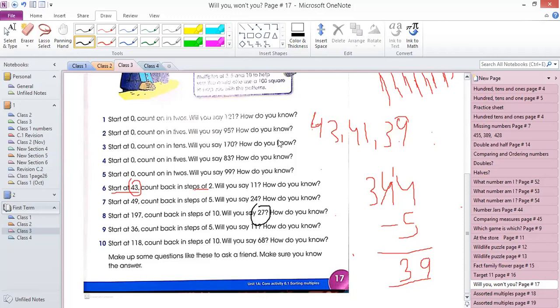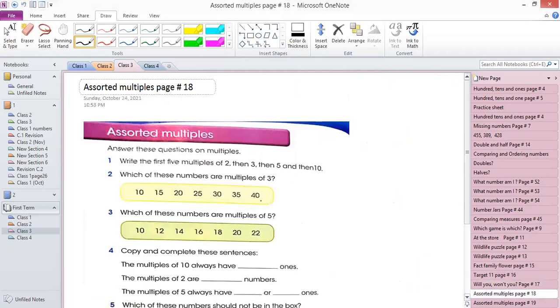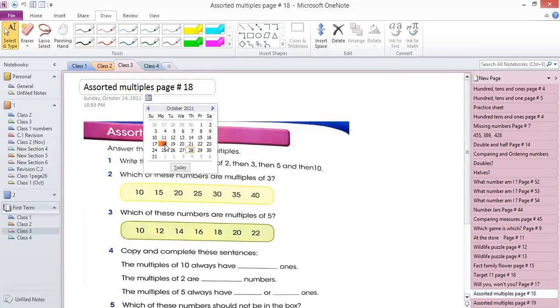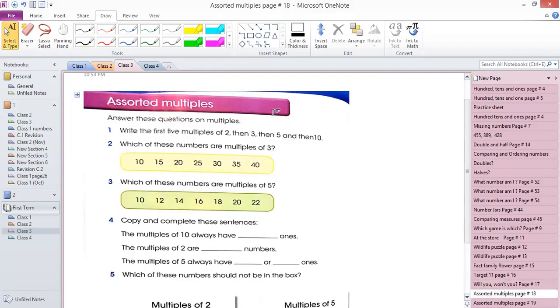So guys, is the topic "Will you, won't you" clear to you? Yes, sir. Yes, sir. That's very good. All right. So now we will start the new topic, that is assorted multiples, and it is on page number 18. So open your books, guys, page number 18. Please open your books, page number 18. The new topic is assorted multiples. Open your book, guys, page number 18.